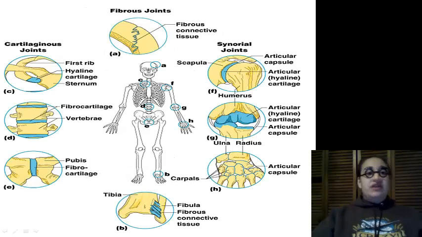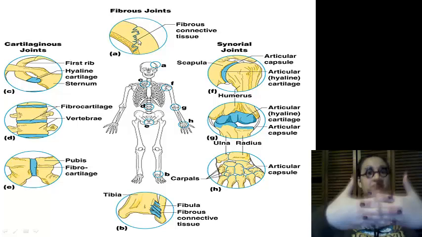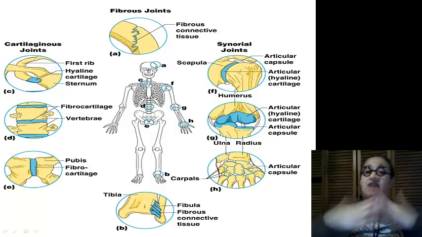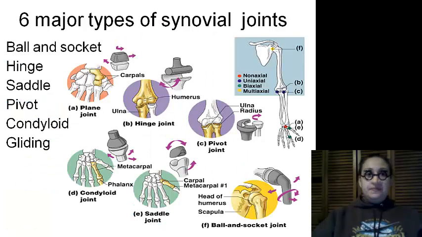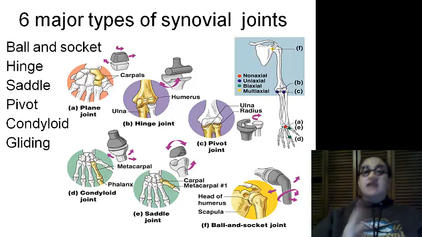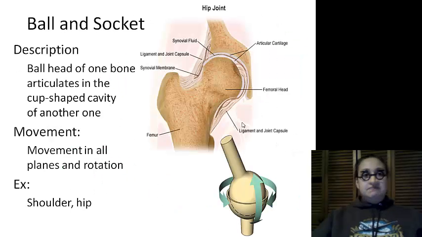So looking at all three, again, we have cartilaginous joints, which have cartilage in between. Fibrous joints that don't do much movement because they're bound together like a fiber. And then our synovial joints, which have a cavity and it allows for a lot of movement. There are 6 types of synovial joints. We have the ball and socket, we have the hinge, we have the saddle, we have the pivot, we have the condyloid, and then we have the gliding. Let's take a look at these.